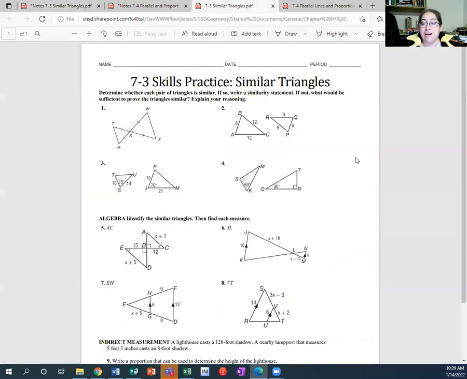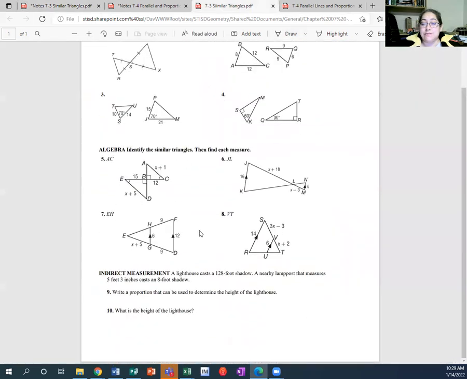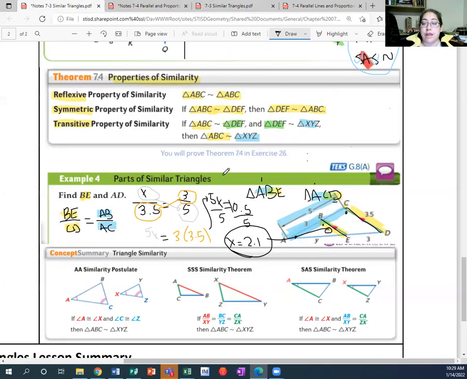Taking a look at our homework, it looks like that is 5 through 8. And then there's a little word problem for you there. I'll let you chew on that. So this is going to be our skill practice 5 through 8.